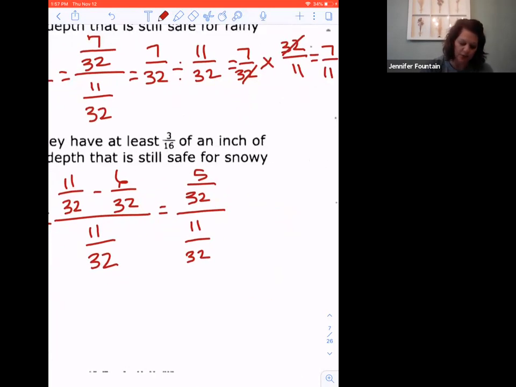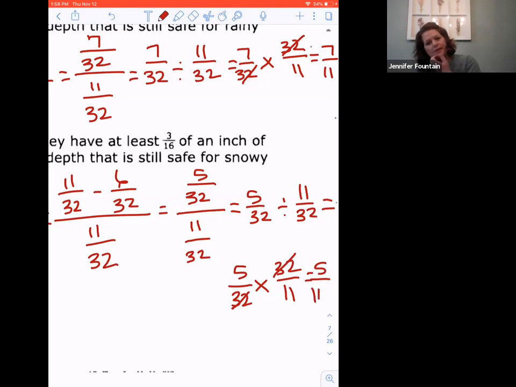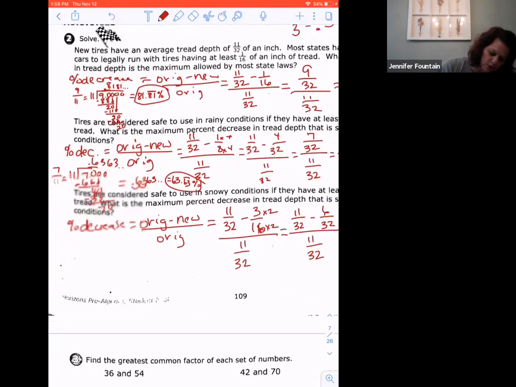Write it as a division problem. 5 over 32 divided by 11 over 32. Remember, now I'm going to do keep, change, flip. 5 over 32 times 32 over 11. My 32's cancel, and I have 5 over 11. So now I've got to convert 5/11ths to a decimal and then to a percent.